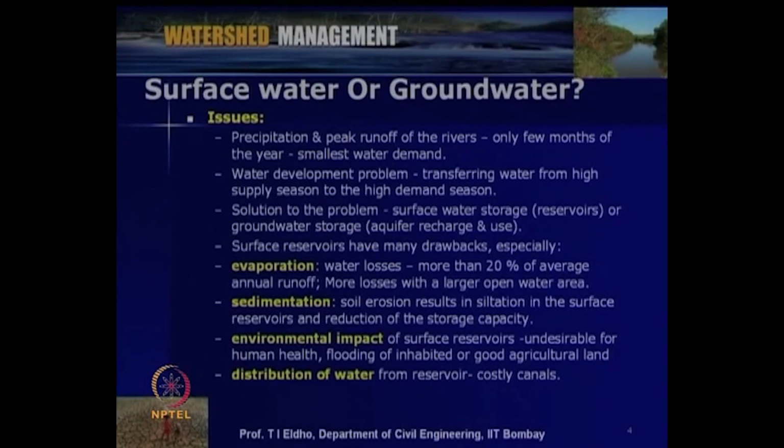And then as far as distribution is concerned from the surface water sources, like a reservoir, we have to construct a canal system for kilometers of length. So generally the construction of these canals and then their maintenance is a very costly affair. So for surface water, these are some of the issues: evaporation, sedimentation, environmental problems and distribution of water.